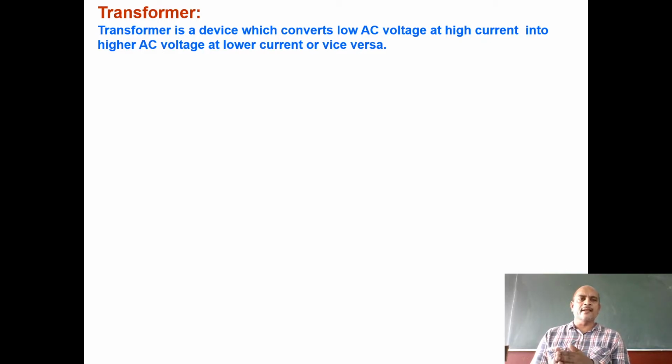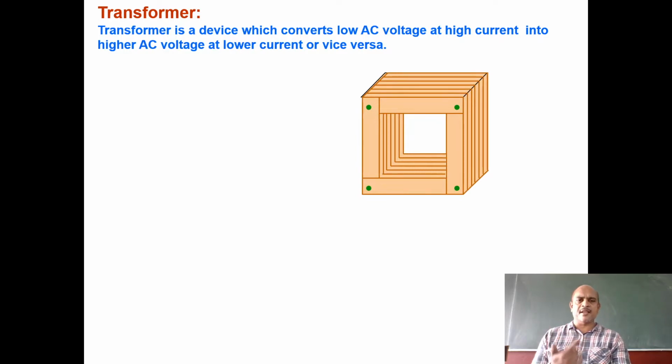Now, our second and most important topic for class 12 is the transformer. It converts high voltage AC to low voltage AC and low voltage AC to high voltage AC. If voltage decreases, then current increases. If voltage increases, then current decreases. So a transformer is a device which converts low voltage AC at high current into high voltage at low current, or vice versa. So there are two types of transformer: one which converts high voltage to low voltage, and a second which converts low voltage to high voltage. That we will discuss later in the same topic.